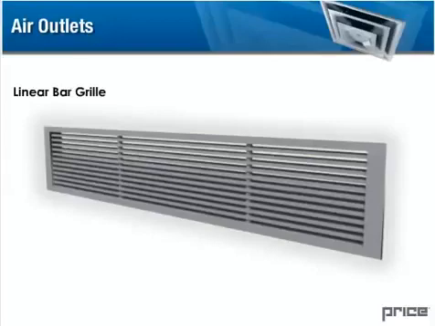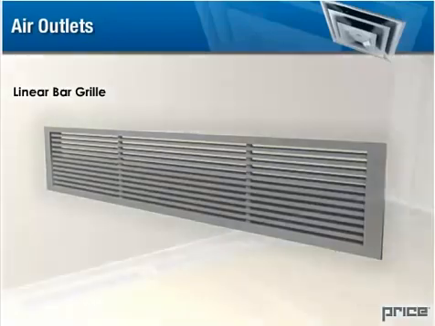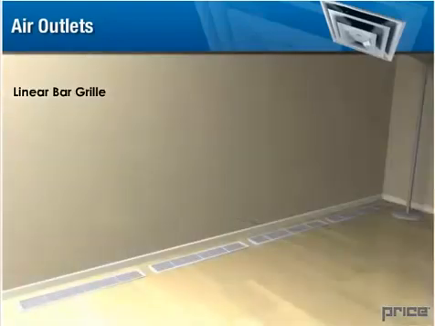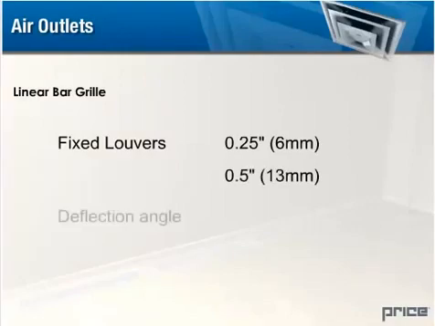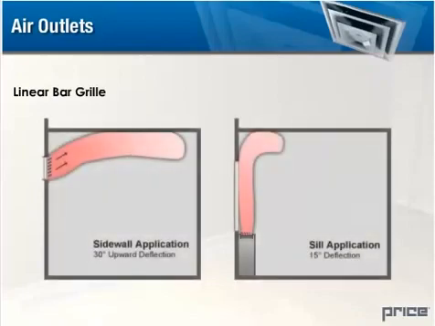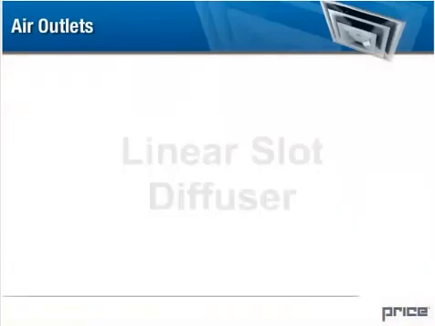Linear bar grill. The linear bar grill is normally used where an architectural blend of the grill to its surroundings is required. These grills may be mounted in the side wall, sill, or floor, and may be used for supply or return. Louvers are fixed with 0.25 inches or 0.5 inches bar spacing and 0, 15, or 30 degree deflection. The linear bar grill can also be built with pattern deflectors and be used as returns.